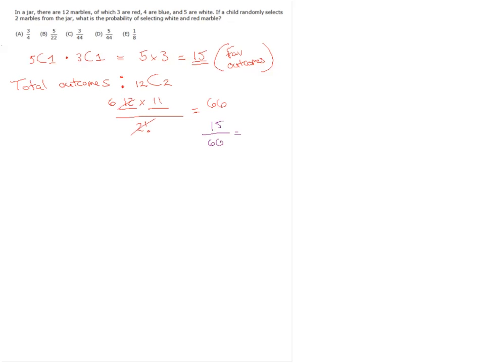3 goes into 15 5 times. 3 goes into 66 22 times. So you'll notice once again we have the same answer. Now, I'm not advocating one method over the other for a question like this that I find pretty straightforward by just using straight probability. But what I'm hoping everyone is starting to see is that if a problem walks like a combination and talks like a combination, it can be solved like a combination.